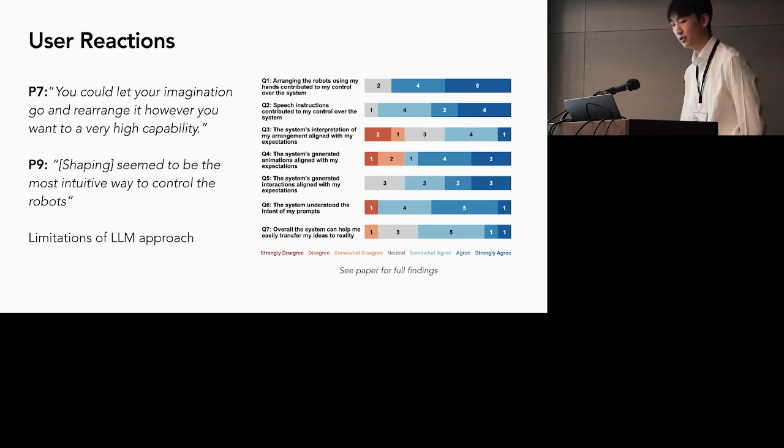Users also really appreciated this input method of shaping. For example, participant 7 said, you could let your imagination go and rearrange it however you want to, a very high capability. And participant 9 said that shaping seemed to be the most intuitive way to control the robots. However, I think the use of LLMs did limit users in some cases, especially when the outputs didn't align with their expectations. It was hard to adjust and exert very discrete control over the system. And we believe we should explore that in future work.